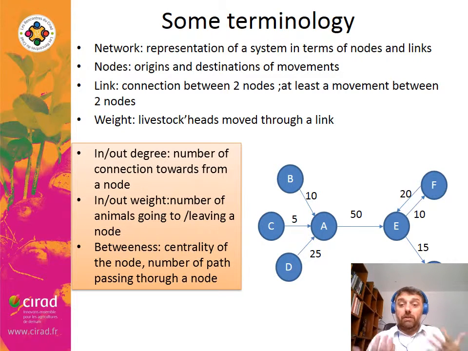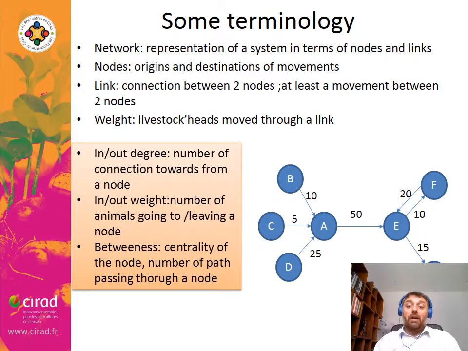If we consider, instead of the simple connection, also the animals that are moved, we can talk about in and out weight. The third measure that I'm going to use is a measure of centrality that measures the importance of a certain node in a network, and it's called betweenness. This indicates the number of paths passing through a certain node. In this case, again, node A has the highest betweenness, because without it nodes B, C, and D cannot be connected to the other side of the network.